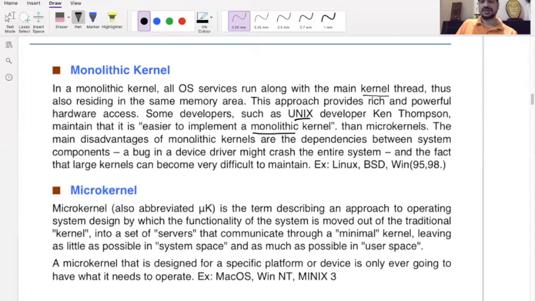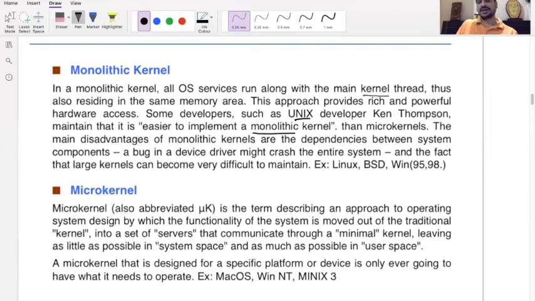The main disadvantage of a monolithic kernel is the dependencies between system components. Definitely, if you are making one program and at one time you are managing the CPU, and at the same time managing the main memory, and both are there in one big monolithic kernel program, then to find and manage all those things is very difficult. This is the disadvantage, because the interdependency increases since they are one program and definitely dependent.